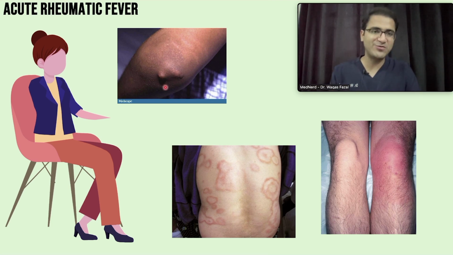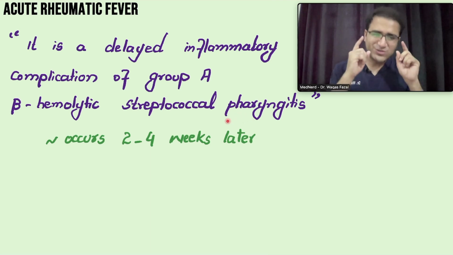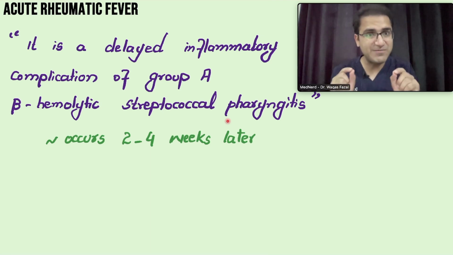What is acute rheumatic fever? We are going to discuss in detail. Acute rheumatic fever is a delayed inflammatory complication of group A beta hemolytic streptococcal pharyngitis. The patient developed pharyngitis 2 to 4 weeks back that was caused by Strep pyogenes, a group A beta hemolytic strep.